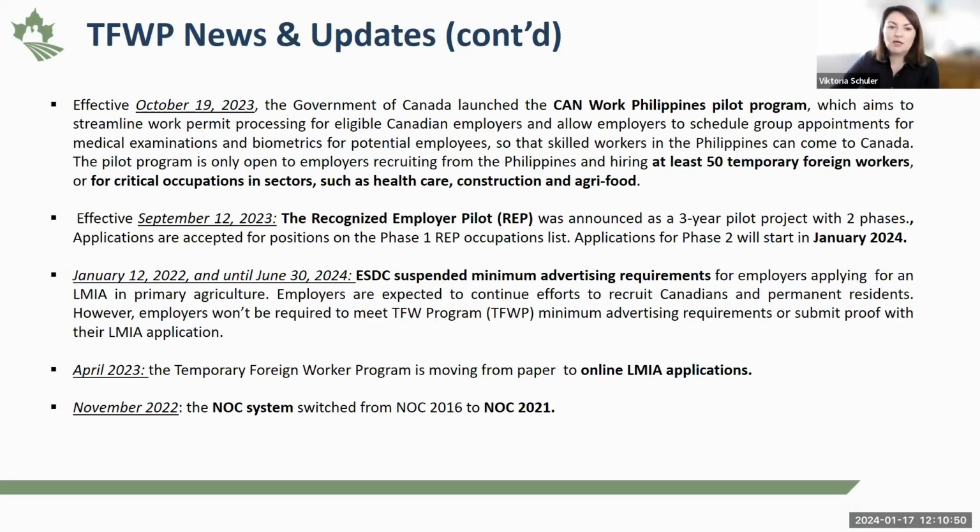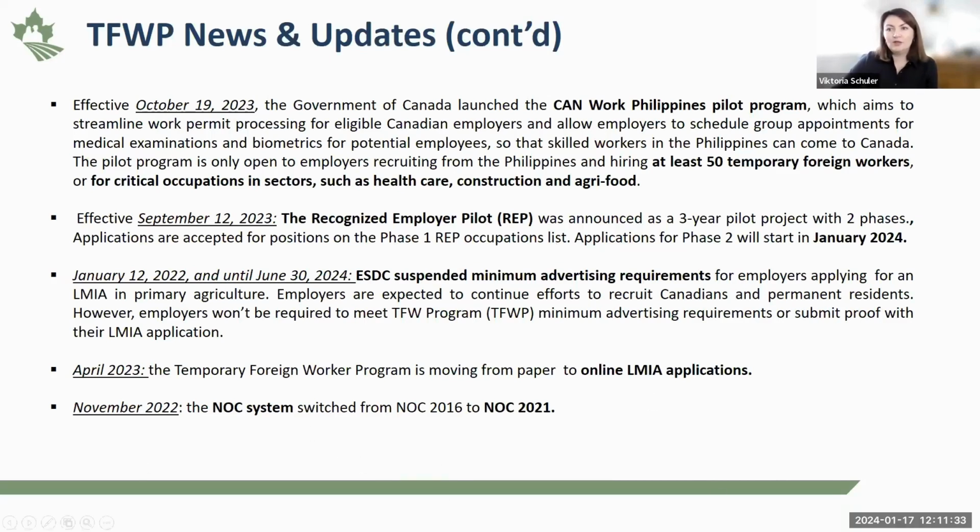The other news is the recognized employer pilot. Phase 1 became effective on September 12th, and it included occupations in primary agriculture. Another thing, if you are hiring foreign workers and you are thinking you need to advertise: for employers hiring in primary agriculture positions, the advertising waiver was extended until June 30th, 2024. However, if you're hiring outside of primary agriculture, advertising is still required. We'll talk about advertising requirements a bit later.